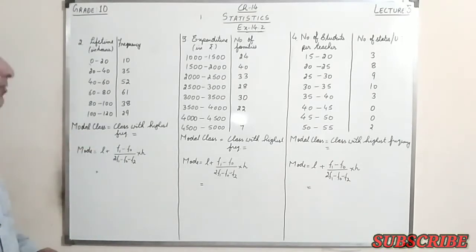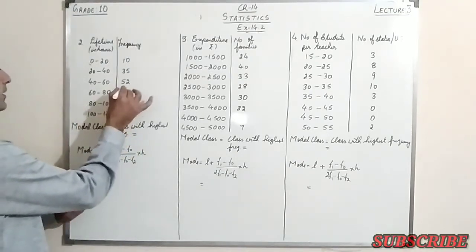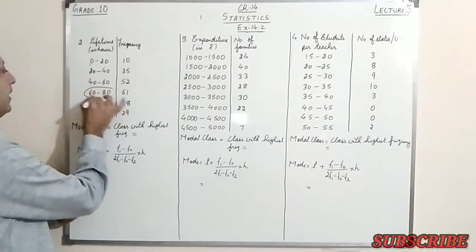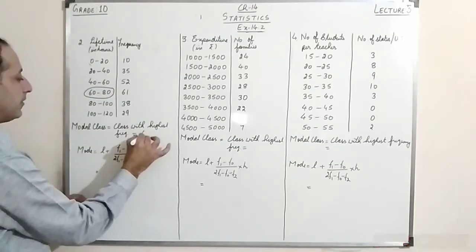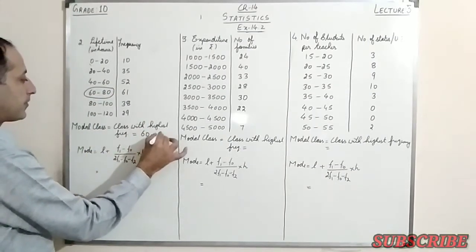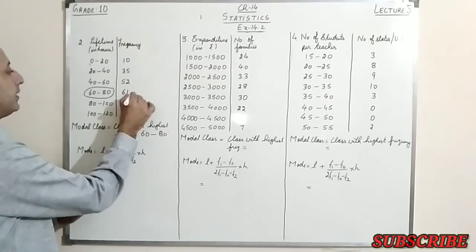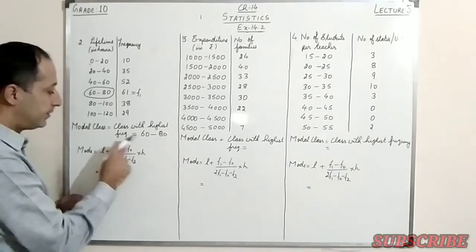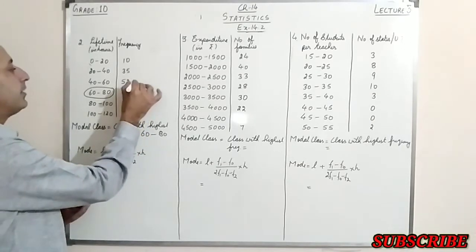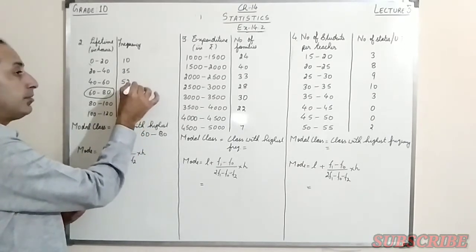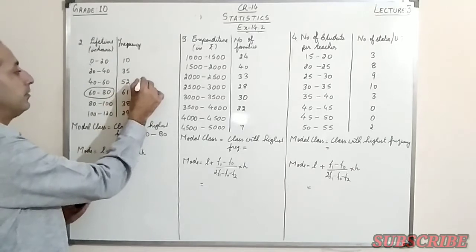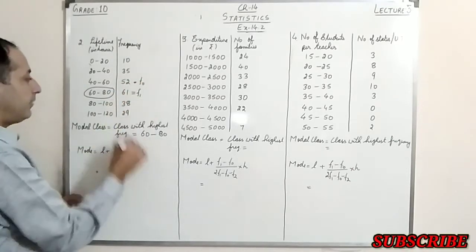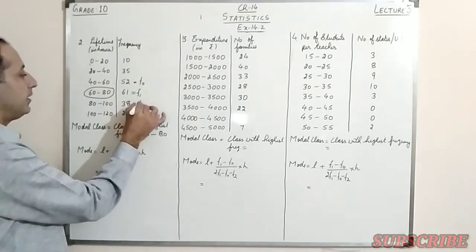So first of all, let's find the modal class, and that is the class with the highest frequency. We can see clearly this is the class with the highest frequency, that is 60 to 80. This is my f1, the frequency of the modal class. f0 is the frequency of the class preceding the modal class, that is 52. And then f2 is of the succeeding class.